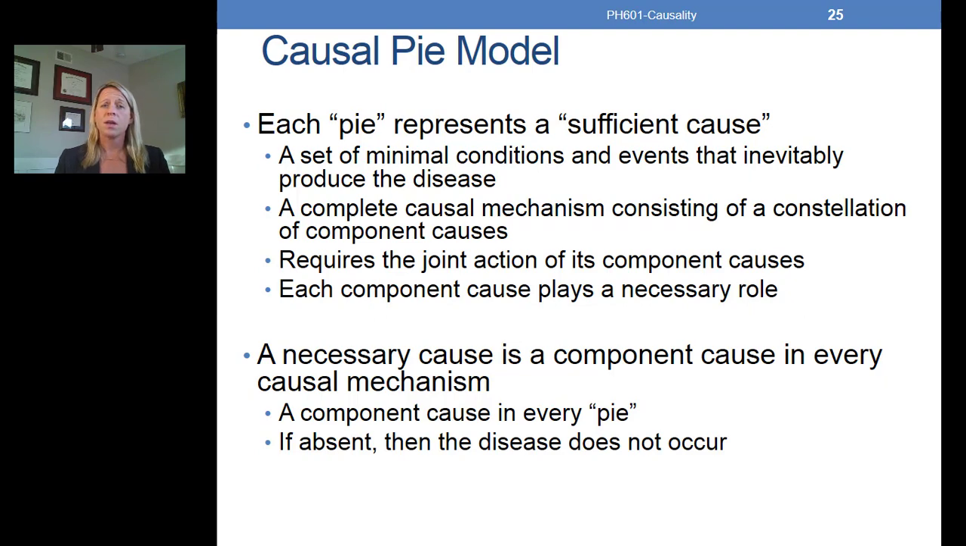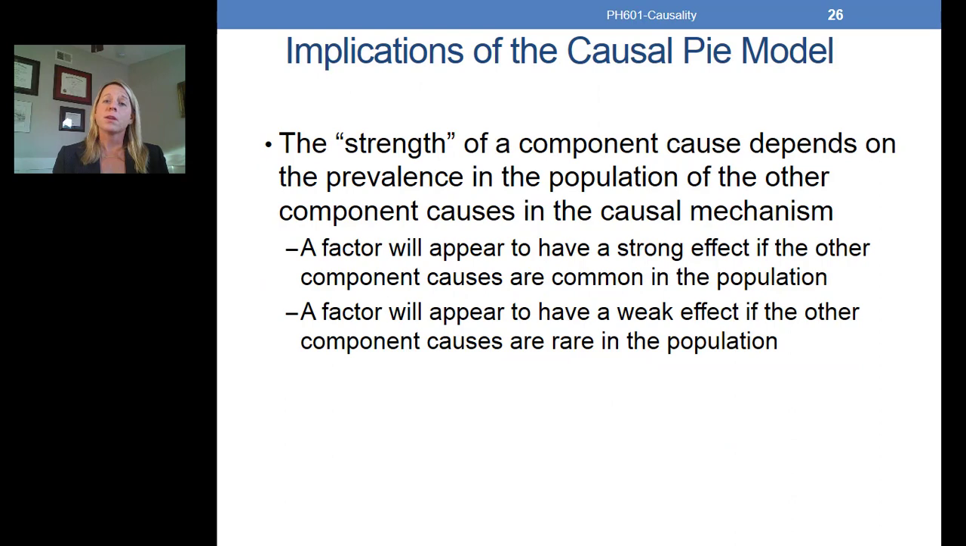Going further into that, as I said, each pie of the causal mechanism represents a sufficient cause. It represents a set of minimal conditions and events that inevitably do produce the disease. And a complete causal mechanism consists of a constellation of component causes that requires a joint action of its component causes, and each component plays a necessary role. And a necessary cause is a component cause in every causal mechanism, and that, going back to the prior slide, would be A, whereby in each pie that component cause is present, and if absent, then the disease does not occur.